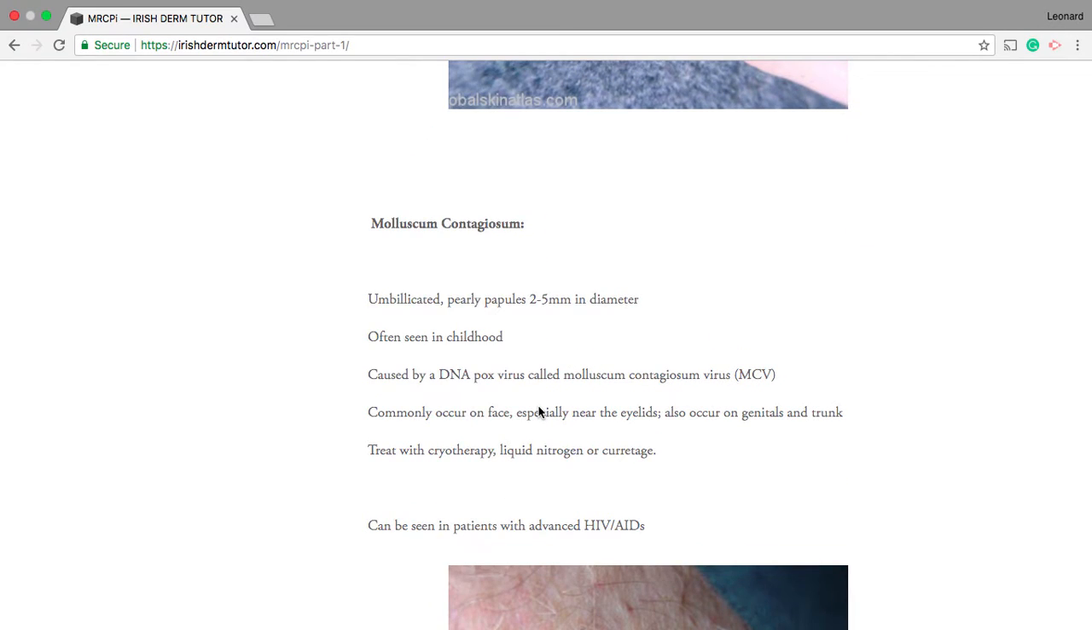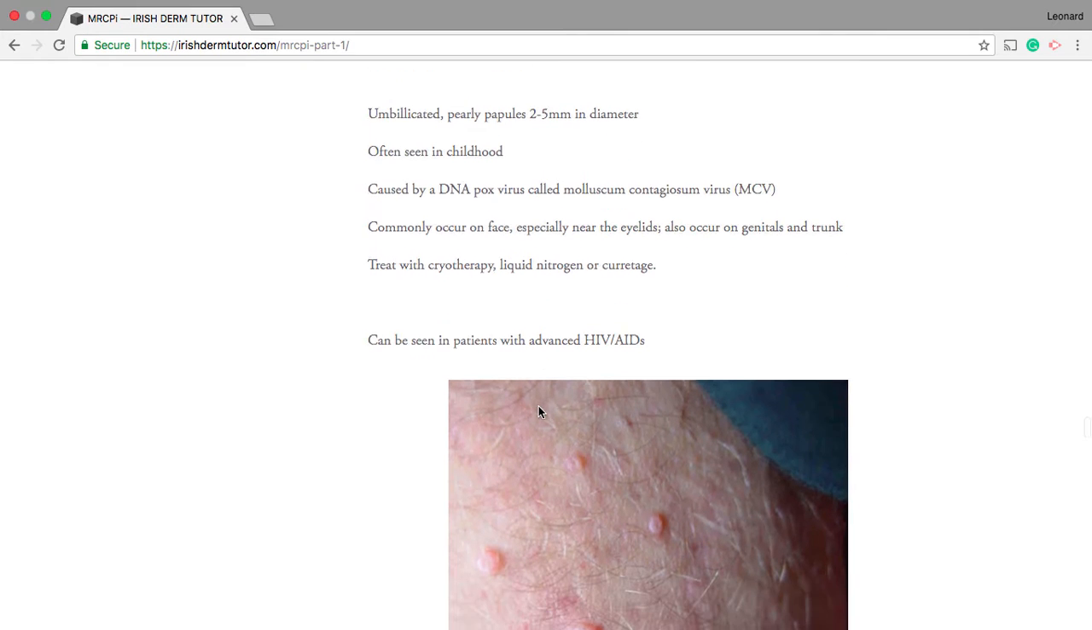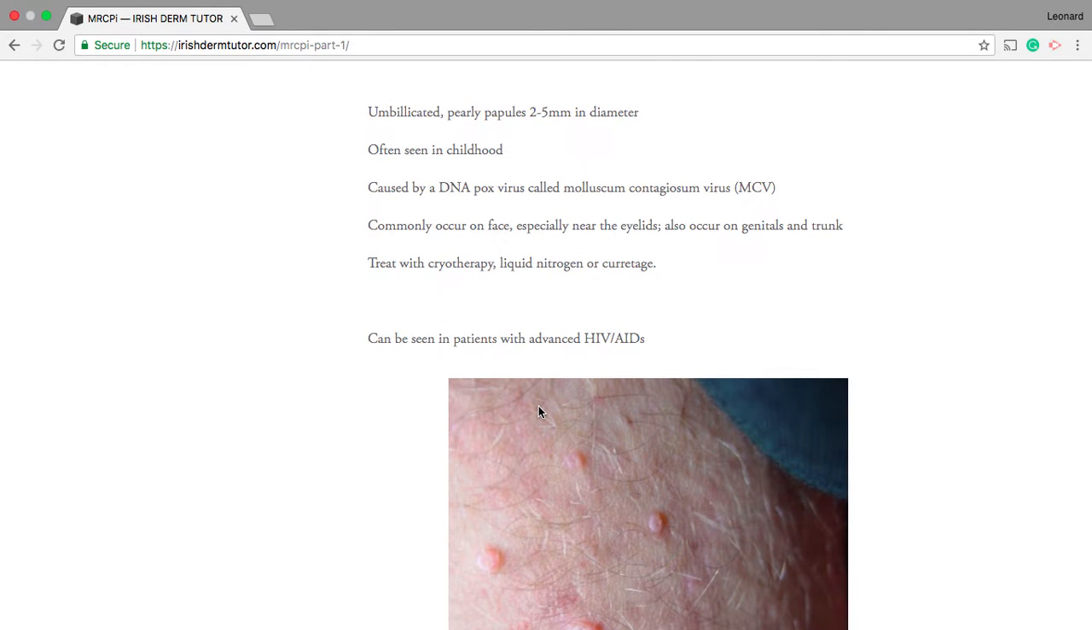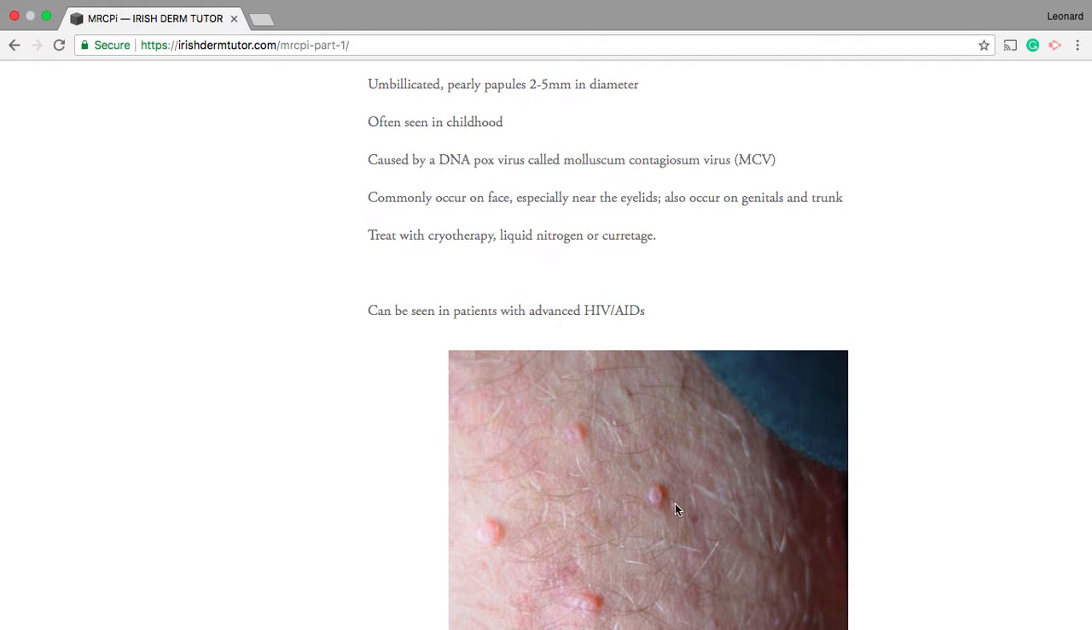Molluscum contagiosum is very common, and it's often seen in childhood, and it's caused by the DNA pox virus called Molluscum contagiosum virus, and it often presents with these umbilicated pearly papules, which are about 2 to 5 millimeters in diameter.